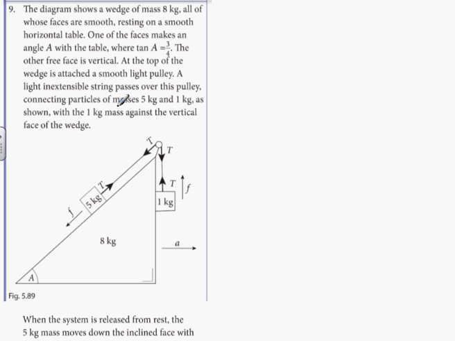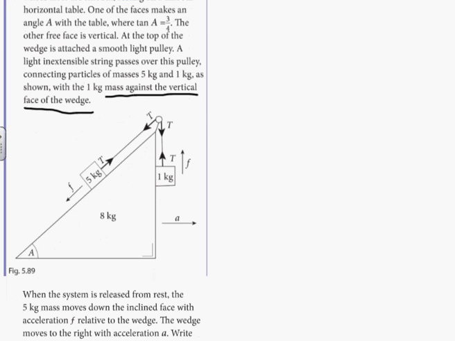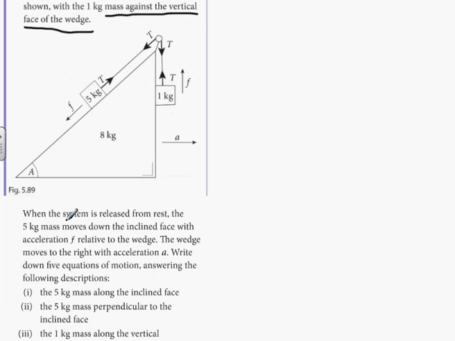With the 1 kilogram mass key word here against the vertical face of the wedge. Okay? So, when the system is released from rest, the 5 kilogram mass moves down the inclined face with acceleration f relative to the wedge. The wedge moves to the right at an acceleration a. Write down 5 equations of motion answering the following descriptions.